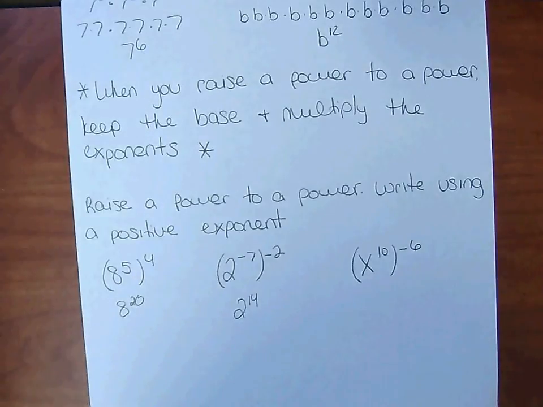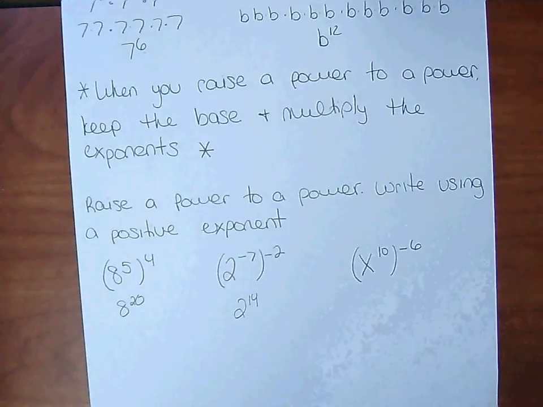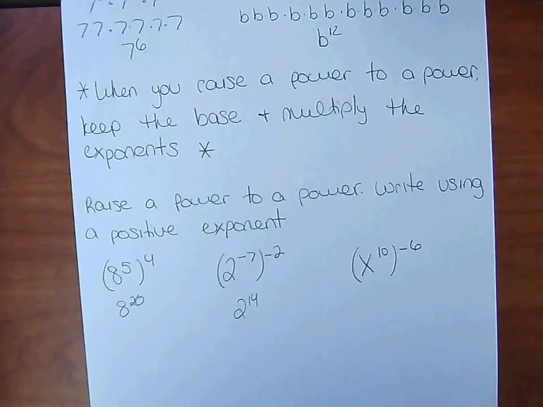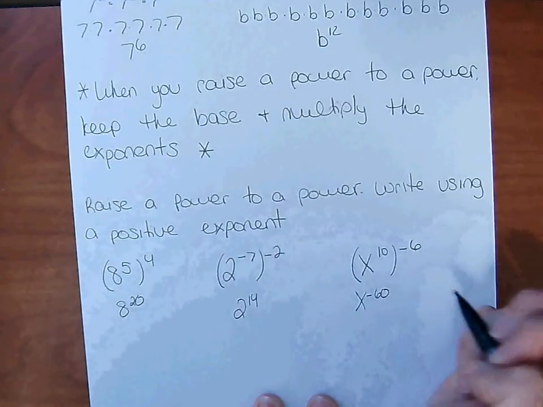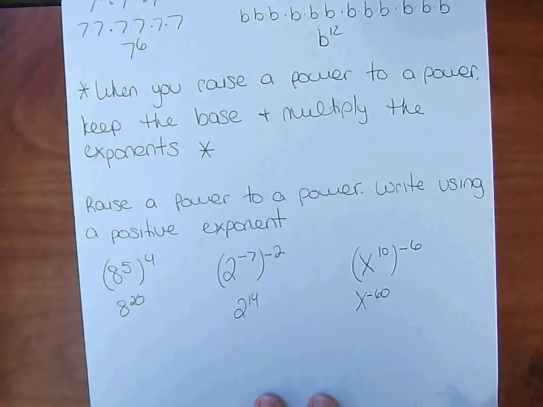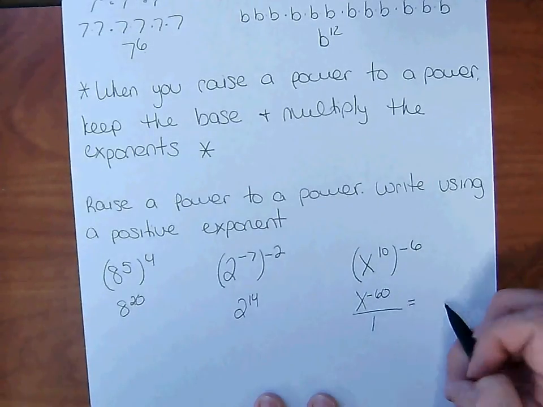X to the 10th to the negative 6th power. Again, just multiply 10 and 6, that's negative 60. So x to the negative 60. And now go through and change the exponents so that they're all positive. So this would be 1 over x to the 60th.